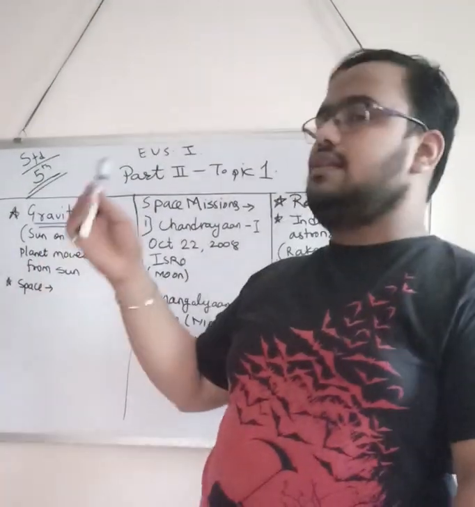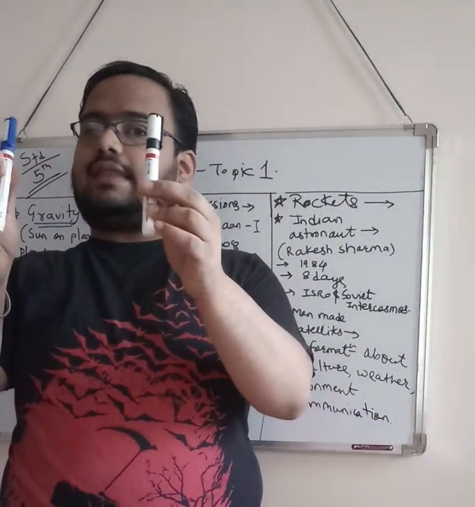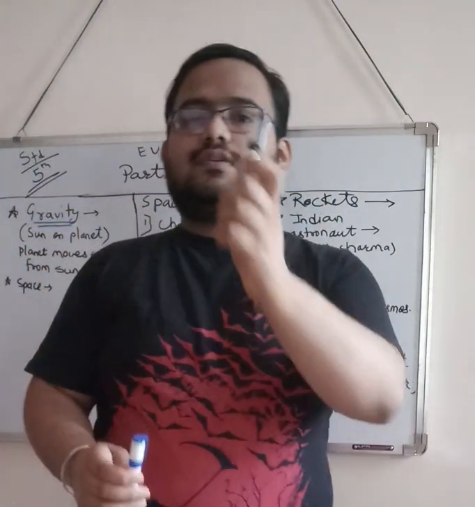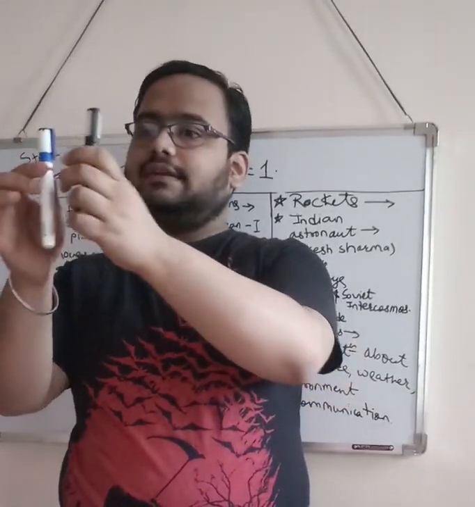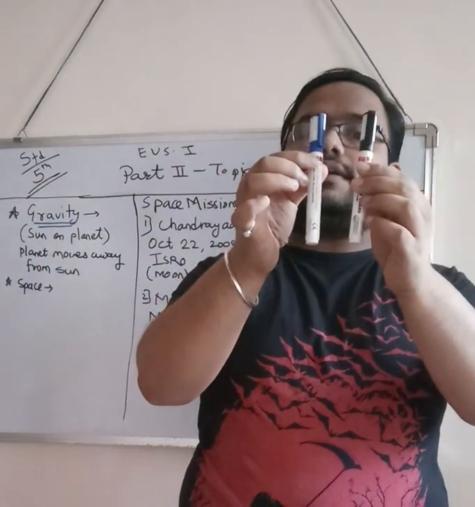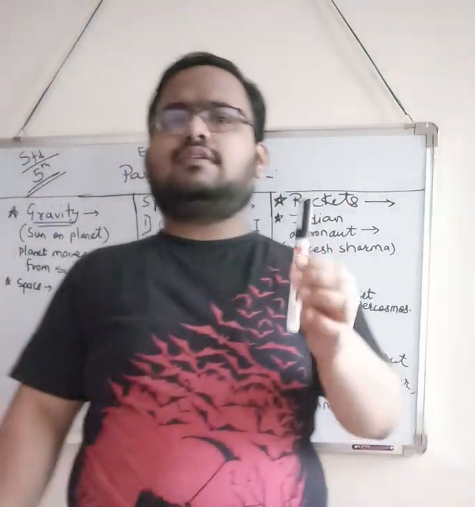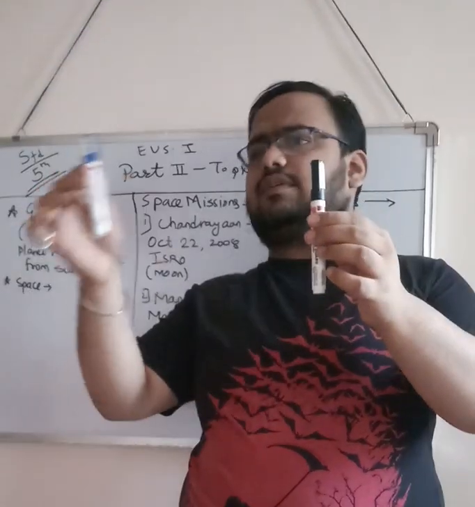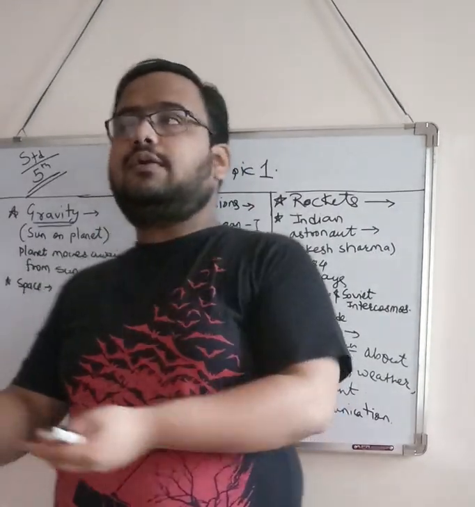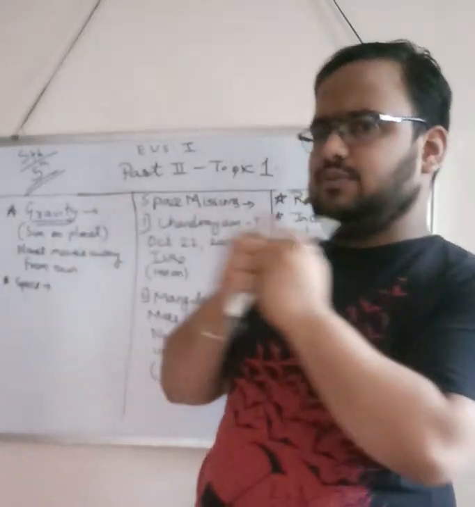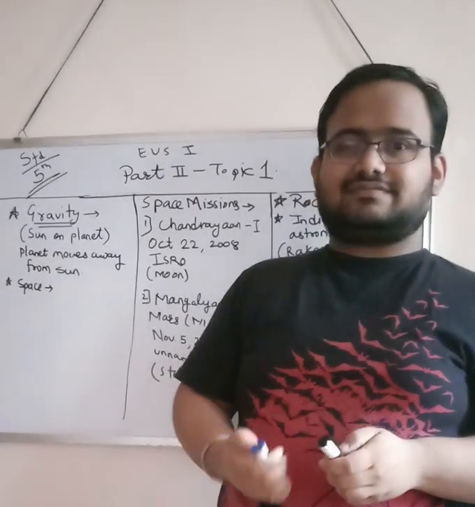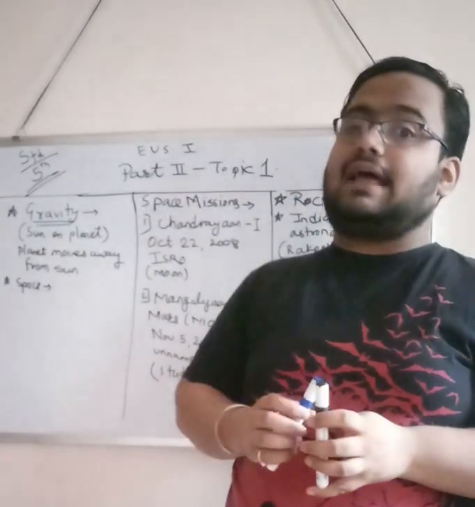So here, suppose this is the sun and this is a planet. The sun tries to pull the planet towards itself. That is gravity. But the planet tries to go away from the sun. In recess, when you're fighting, you try to pull your friend towards you, but that friend tries to go away from you. So that is nothing but gravity.